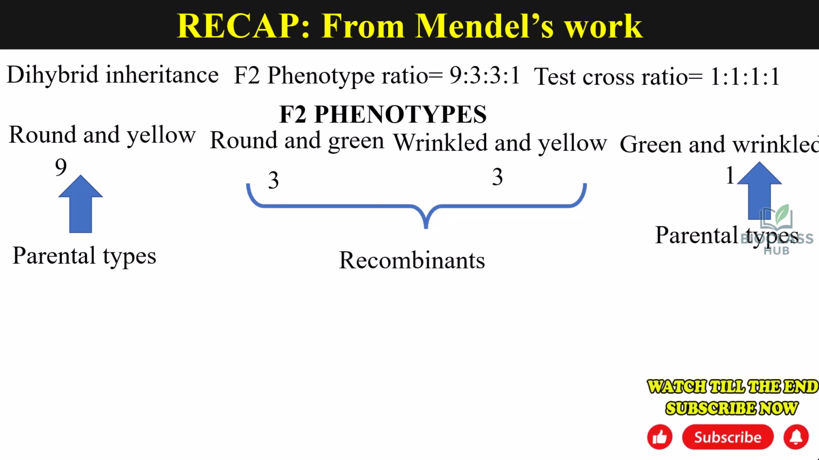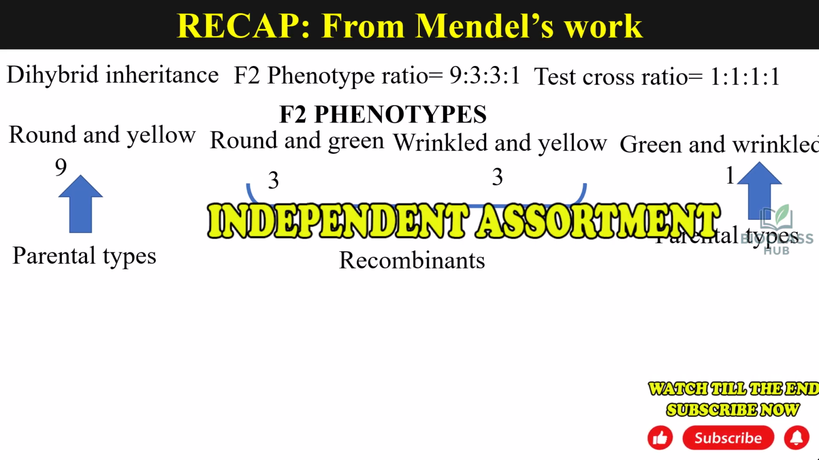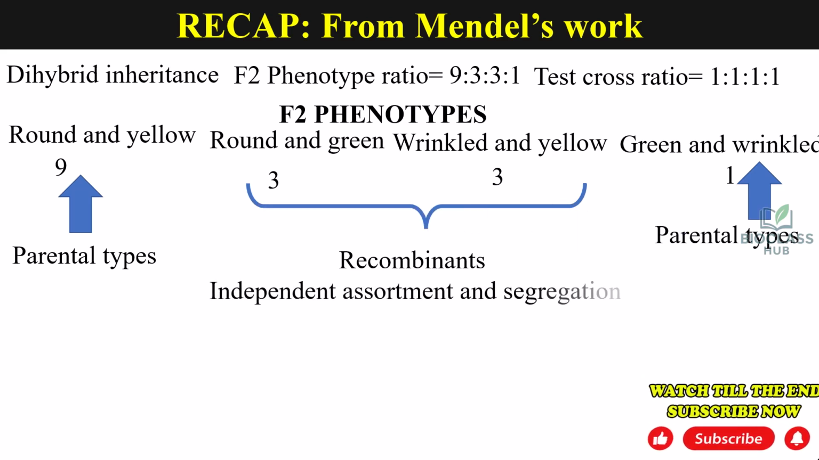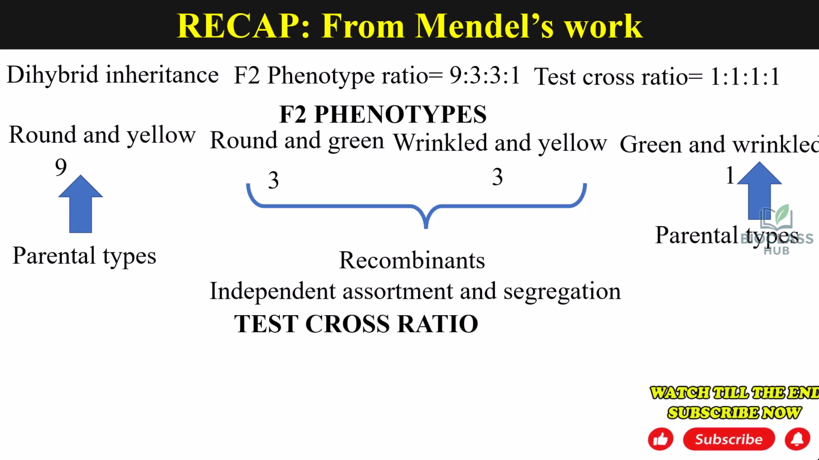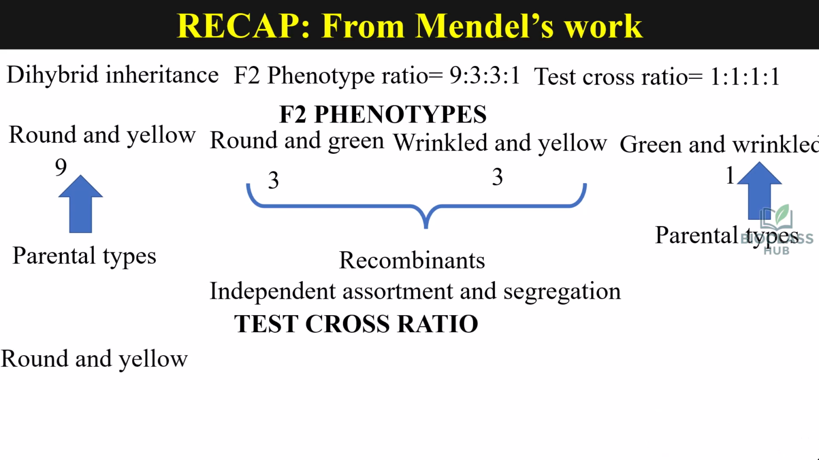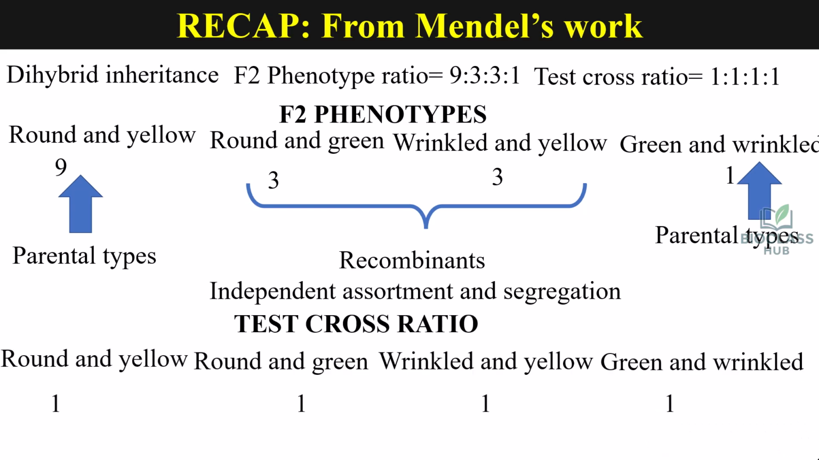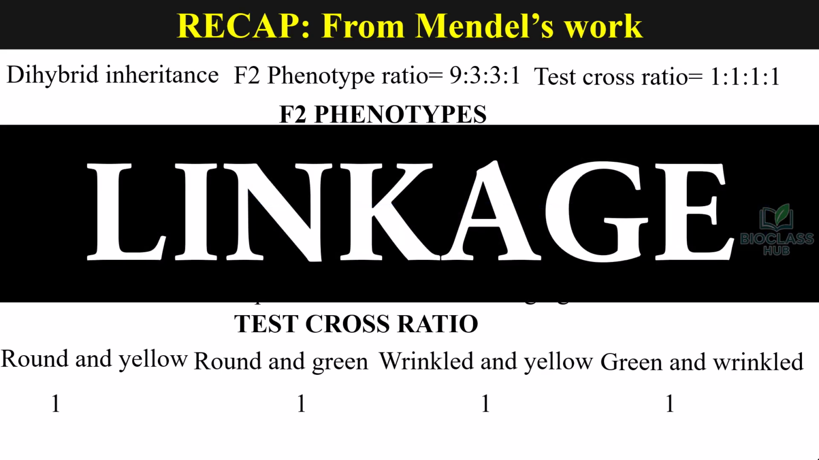These recombinants are formed as a result of the mixing up of genes caused by independent assortment and segregation. With the test cross, he also obtained all the combinations in the ratio of 1:1:1:1. Today, we are going to discuss a situation where no new characteristics are formed, no mixing up of genes, no new combinations. There is no independent assortment and segregation. This is known as linkage.